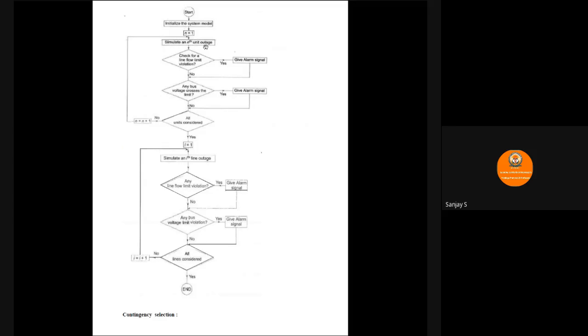Because of this planned outage, is there any line flow limit violation, that is active and reactive power that is flowing on the transmission line? Is there a violation in the limit? We are going to check. If there is a violation, generate or give alarm signal. If no, check for the next thing, that is any bus voltage crosses the limit. We have to check whether any bus voltage has exceeded beyond the limit. If yes, give an alarm signal, otherwise continue to the next.